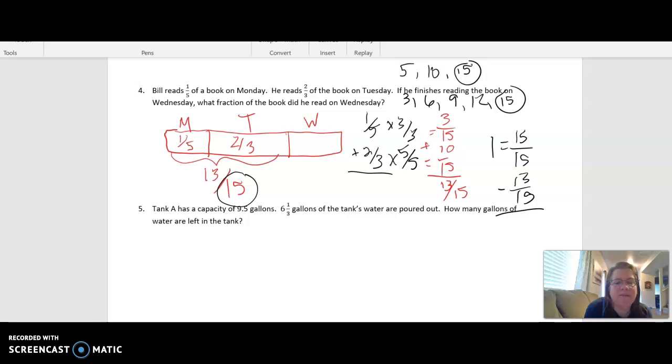So how many were left for him to actually read on Wednesday? I can subtract that, right? I know that one whole was 15/15ths minus 13/15ths that he read. What's your answer? Good. So on Wednesday, he read 2/15 of the book, right? That's what's left over.